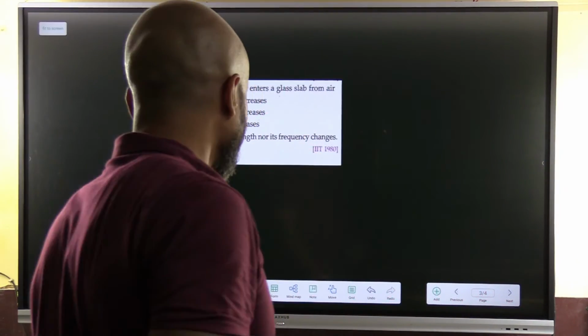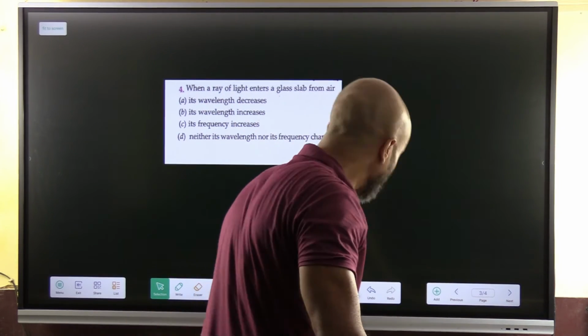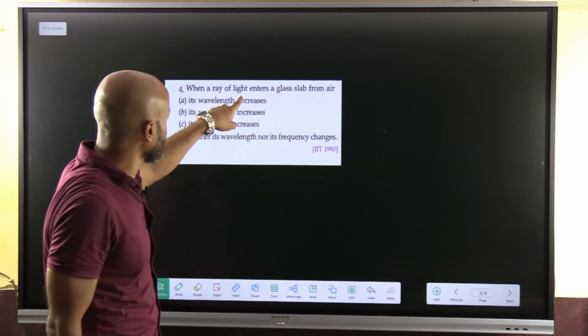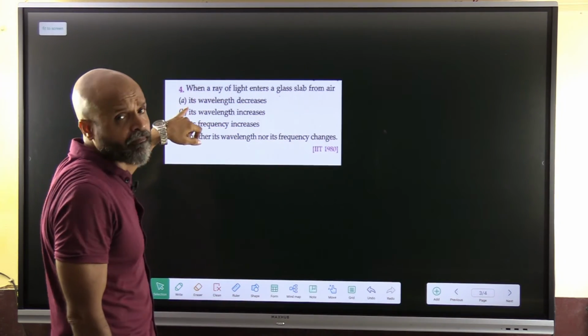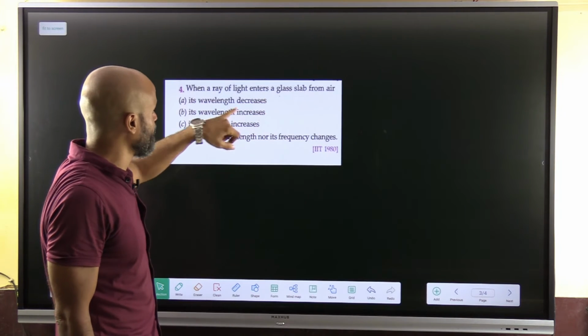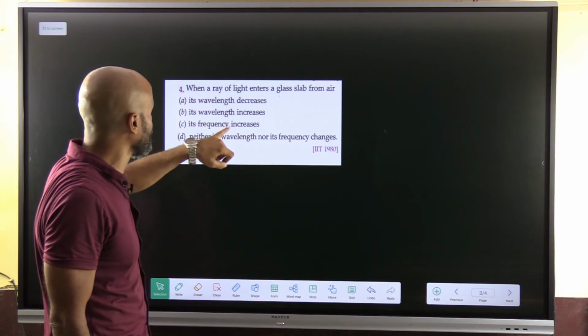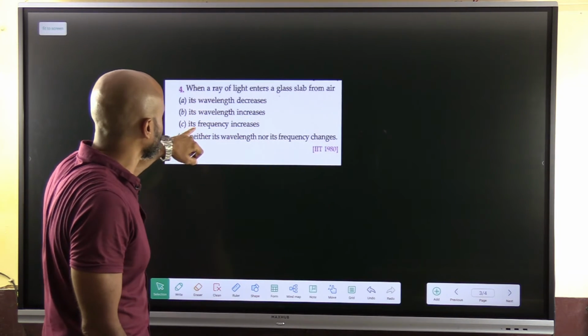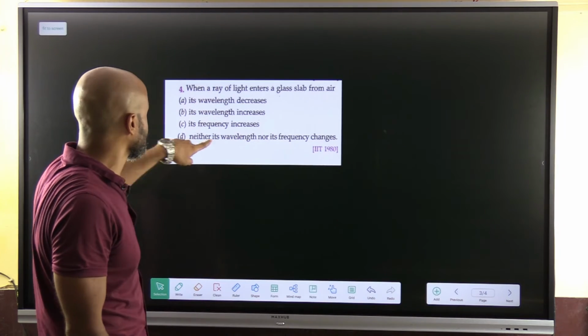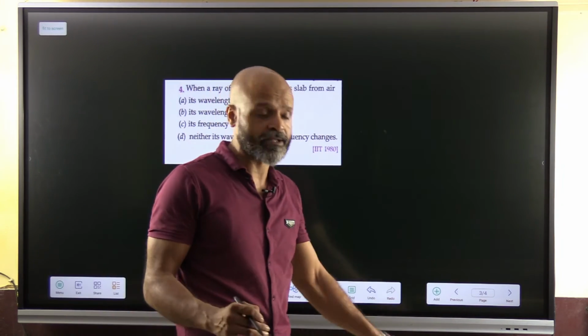Okay, a pretty easy conceptual problem from IIT, a little older one. When a ray of light enters a glass slab from air, its wavelength decreases, its wavelength increases, its frequency increases, neither its wavelength nor its frequency changes.